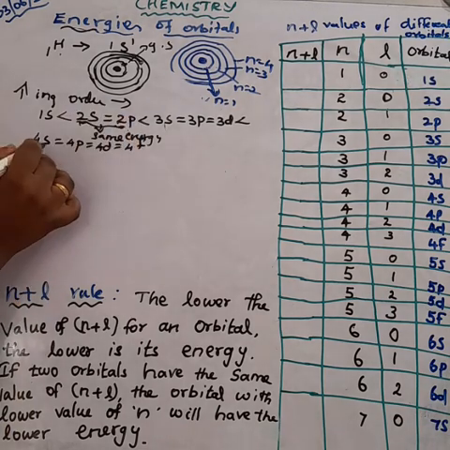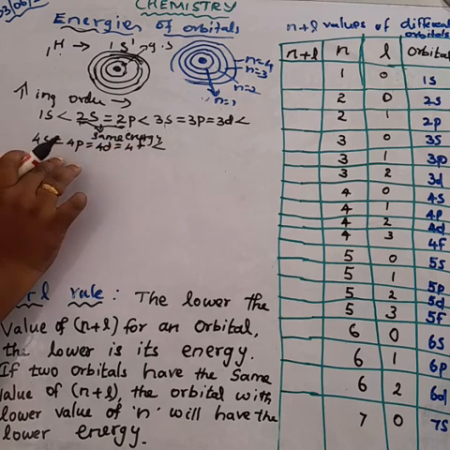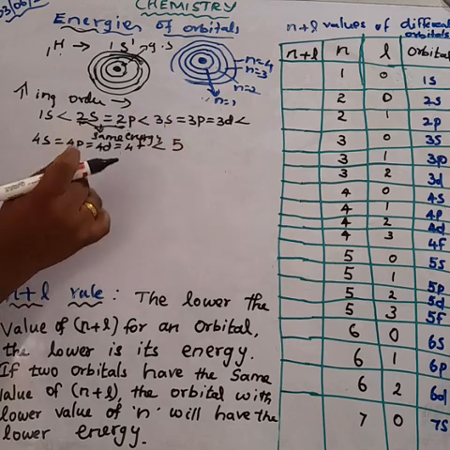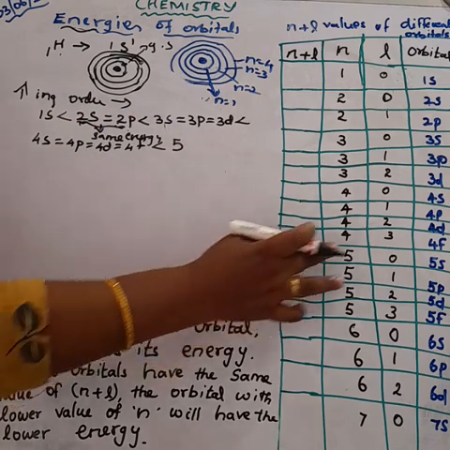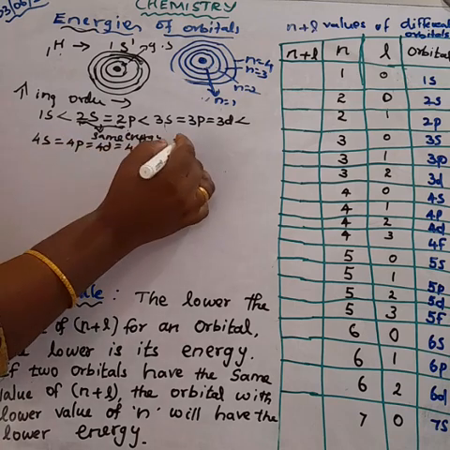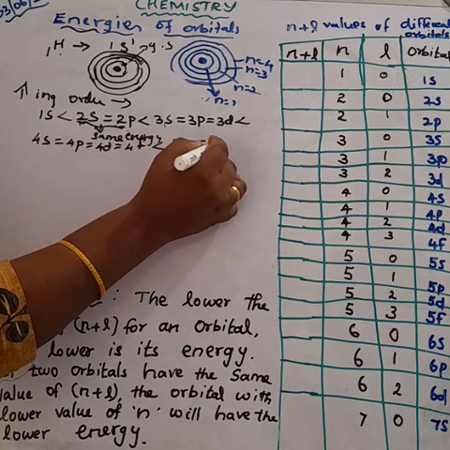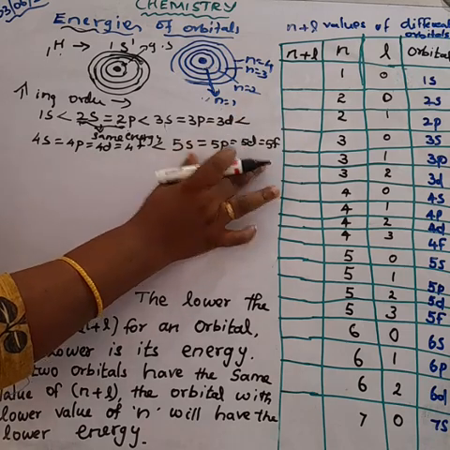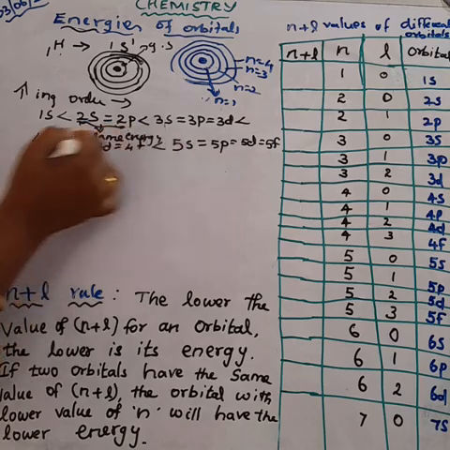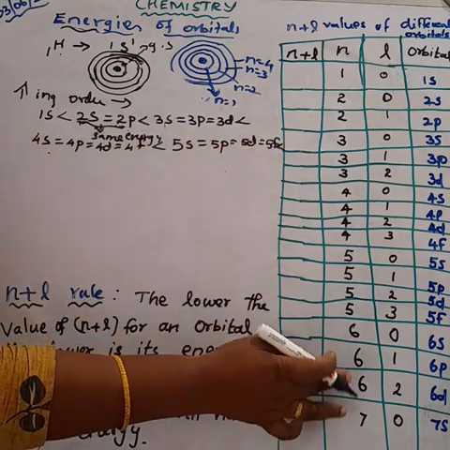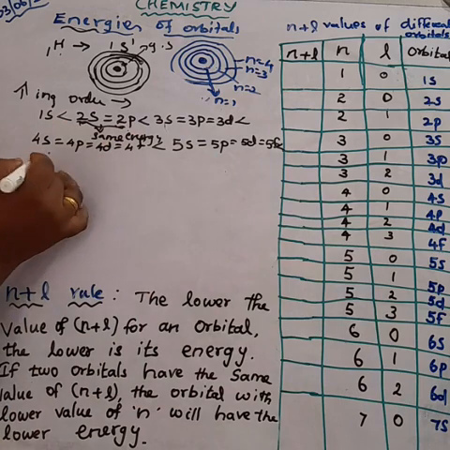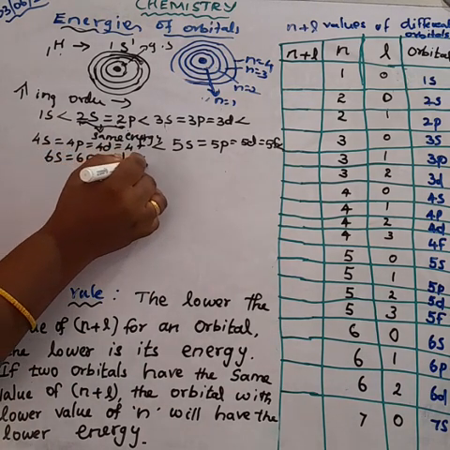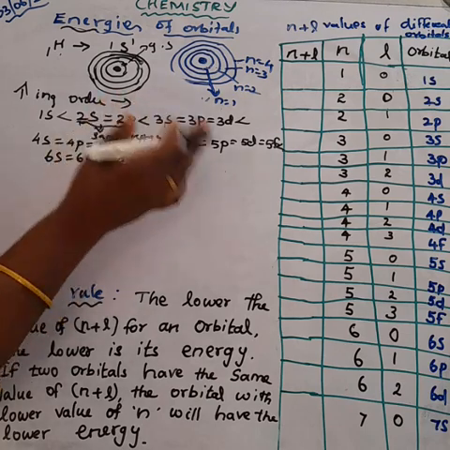Okay, it is less than. After that, n value 5 means the fifth orbit. How many subshells are there? 4 subshells: 5s, 5p, 5d and 5f. We can write 5s is equal to 5p is equal to 5d is equal to 5f. The same shell's subshells have the same energy. And n is equal to 6: how many subshells? 4 subshells. 6s is equal to 6p is equal to 6d is equal to 6f. It is less than, and after that, 7.